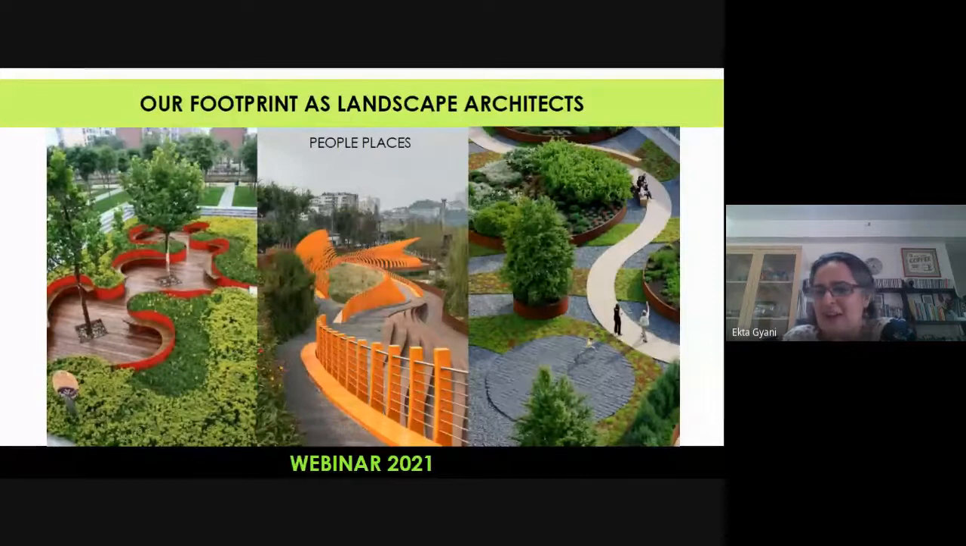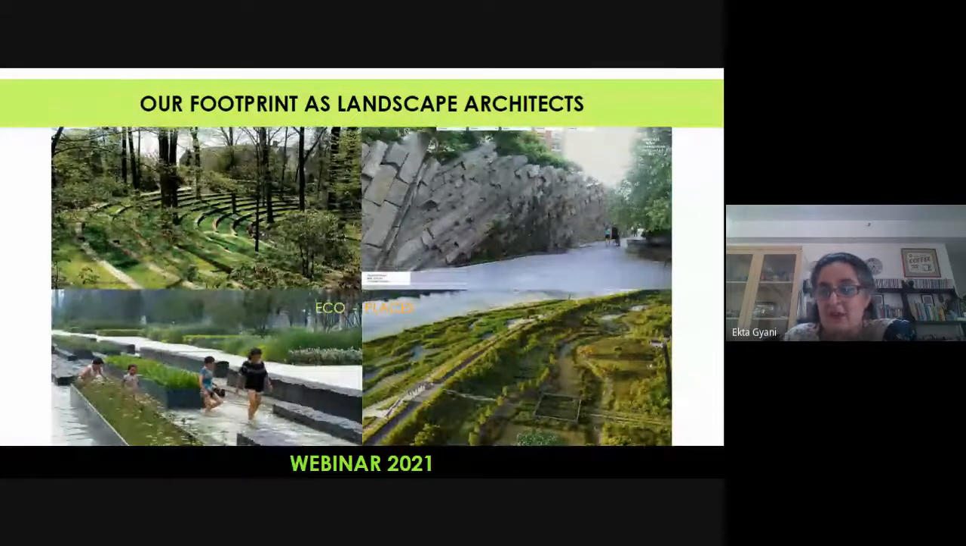And we have fun too. I mean, look at these iconic landscapes. It's not all serious stuff. We have fun with color, texture, symbolism. We use sculpture to highlight our landscapes. We, of course, worry about ecology, but we also worry about placemaking.